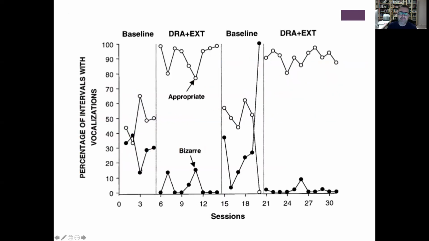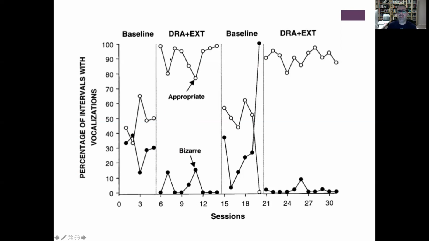Now we have the baseline here. So this is percentage of intervals with vocalizations on the y-axis and number of sessions on the x-axis. As you can see here, the appropriate behavior is the open circles and the inappropriate behavior is the bizarre vocalizations. You can see there's a little bit more appropriate behavior actually than bizarre vocalizations, but the bizarre vocalizations occur, like a lot of it is around 30% of the intervals. So it's pretty high. 30% of the intervals, pretty high.